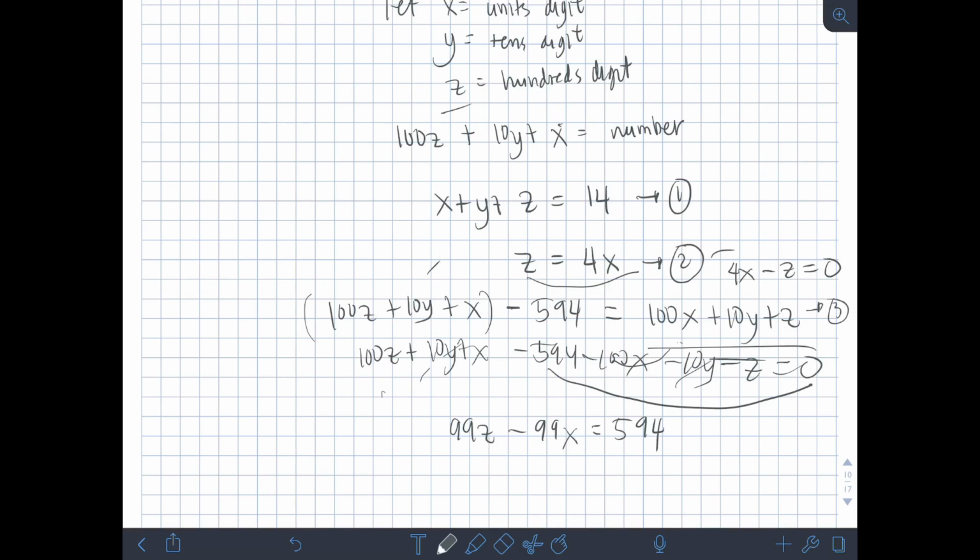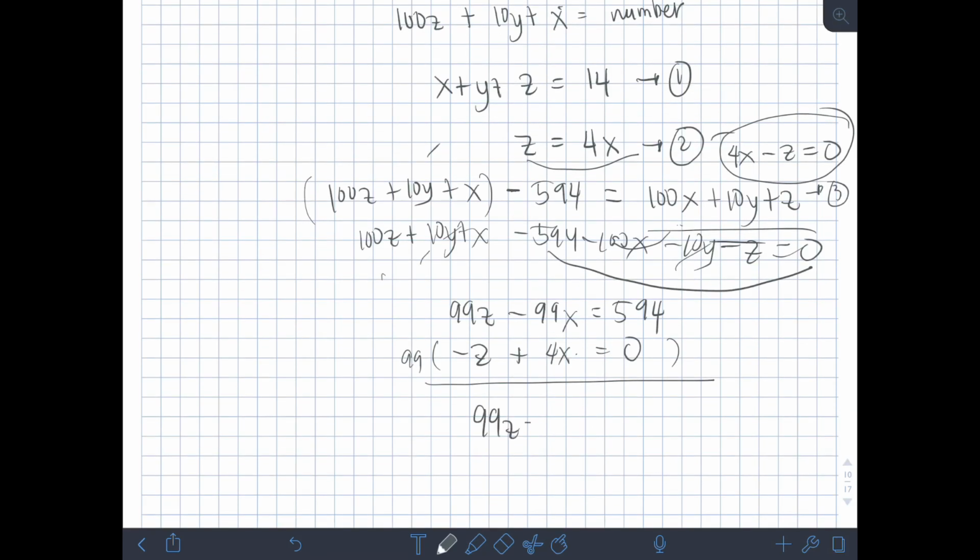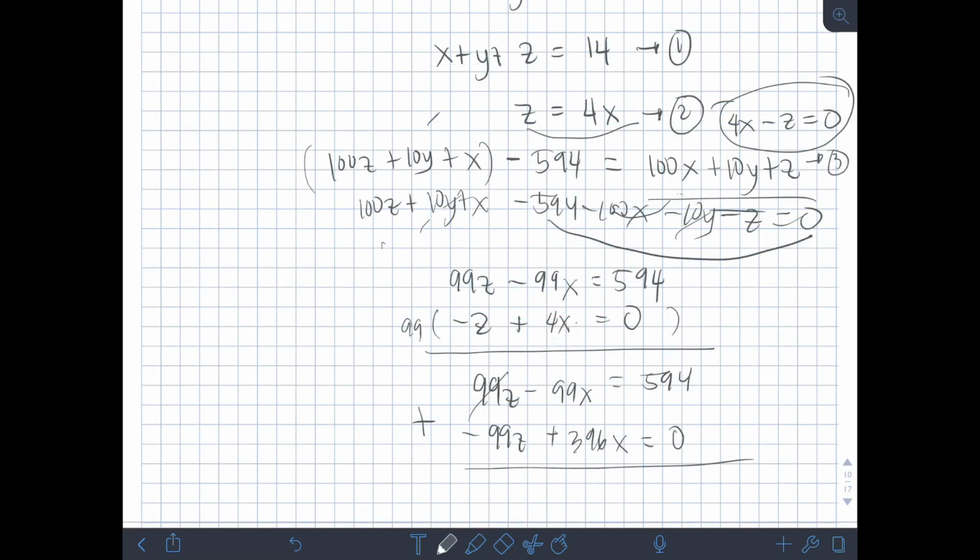Okay? Now we can solve for x and z, because we have 4x minus z equal to 0. I just reversed it. So if we multiply the bottom one by 99, it becomes 99z minus 99x is equal to 594, minus 99z plus 99 times 4 is 396x is equal to 0. So let's just use elimination. Add these equations, so z cancels and x remains.